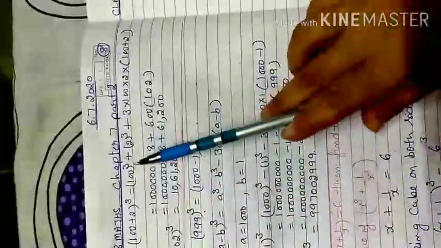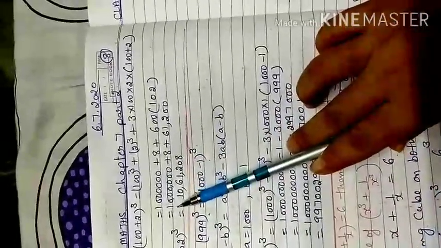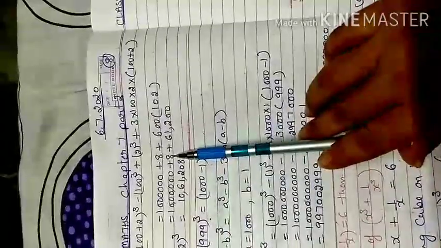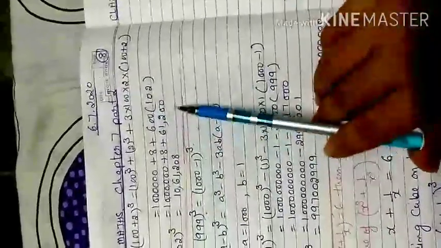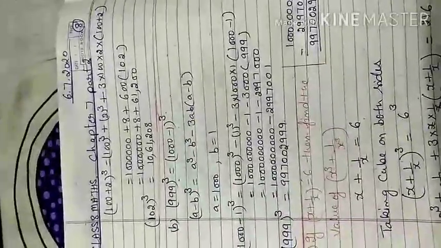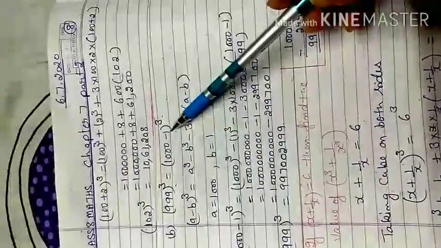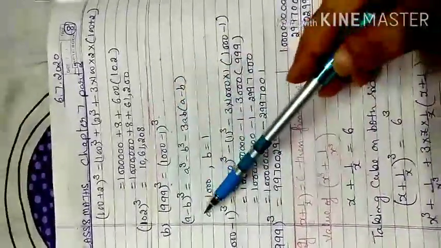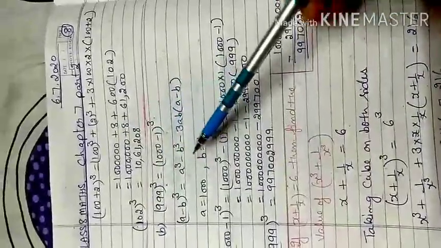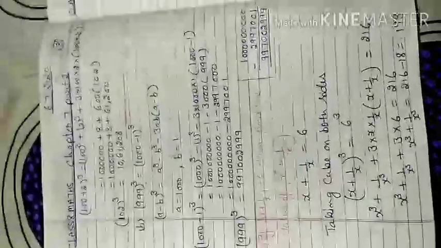On the right side further expansion will be there, that gives me 100 cube which is 10 lakh, 2 cube gives me 8, 600 into 102. So after calculation I get 10,61,208. Similarly, 999 cube you can write in the form of (1000 minus 1) and apply the (a minus b) whole cube formula, a cube minus b cube minus 3ab(a minus b), and that is my required answer.